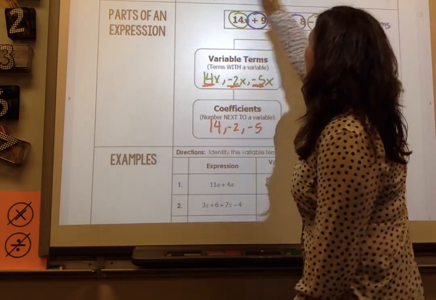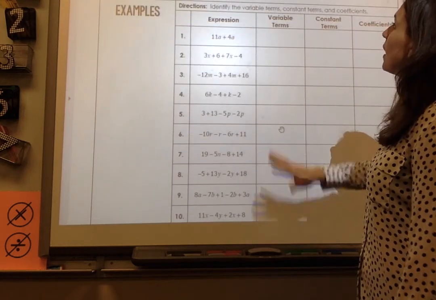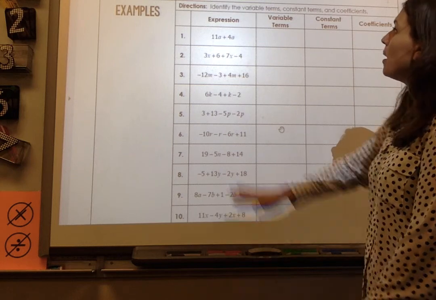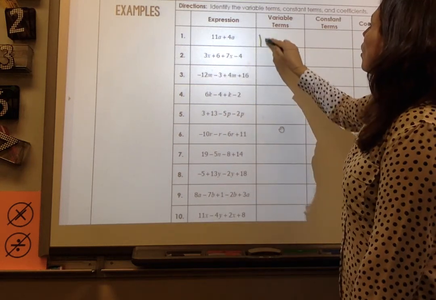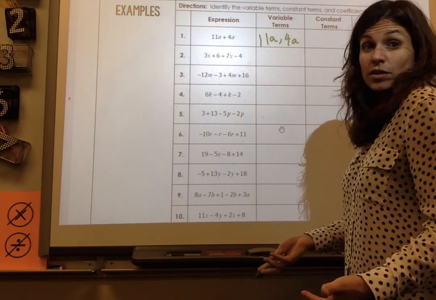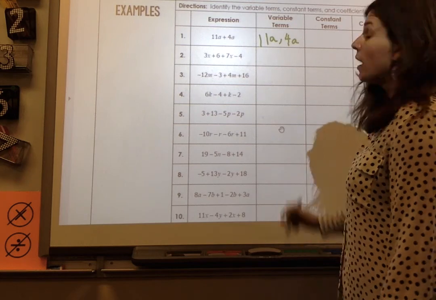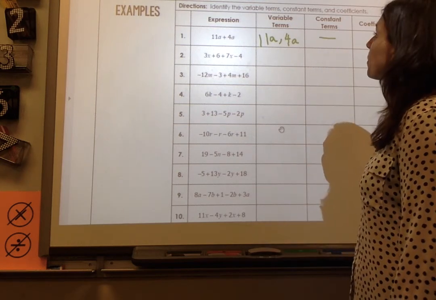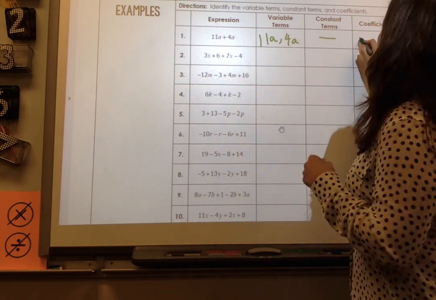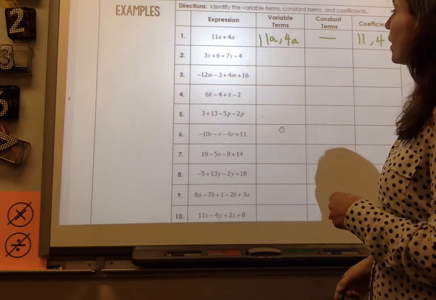So on our examples together, if I ask you to identify variable terms, constant terms, and coefficients, my variable terms are 11a and 4a. Do I have any constant terms? Are there any constant terms where the number stands alone? No, I don't have any. No constant terms. My coefficients, remember, are the number in front of the variable. So 11 and 4.